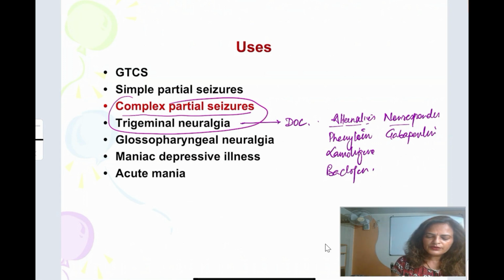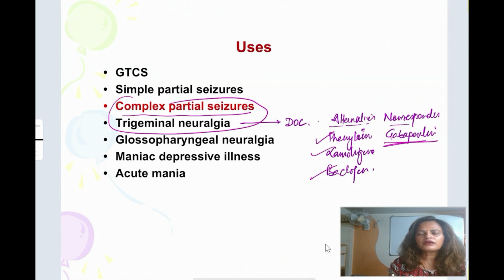So in trigeminal neuralgia, carbamazepine, whenever an MCQ comes, carbamazepine is the drug of choice for trigeminal neuralgia. What alternative do we have? We can use phenytoin, lamotrigine, baclofen, they are the alternatives. And if the patient still does not respond, then gabapentin. Nowadays, many times clinicians directly put the patient on gabapentin.